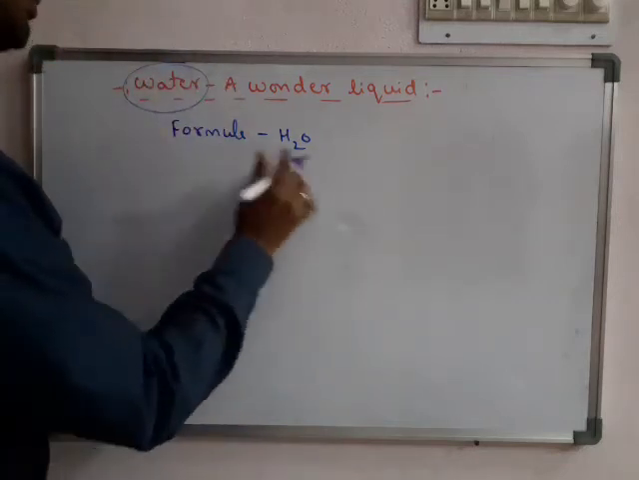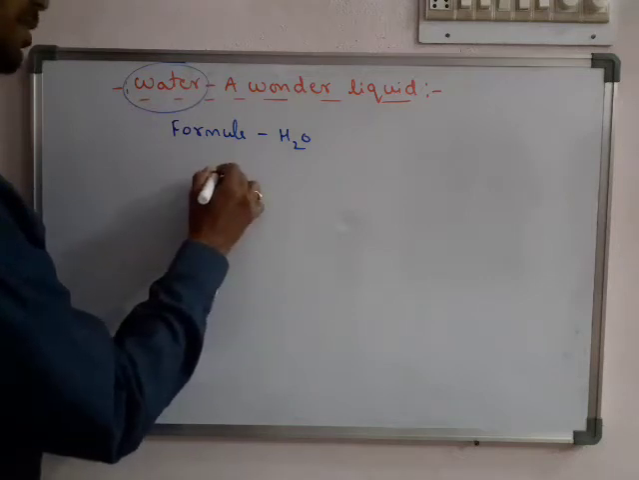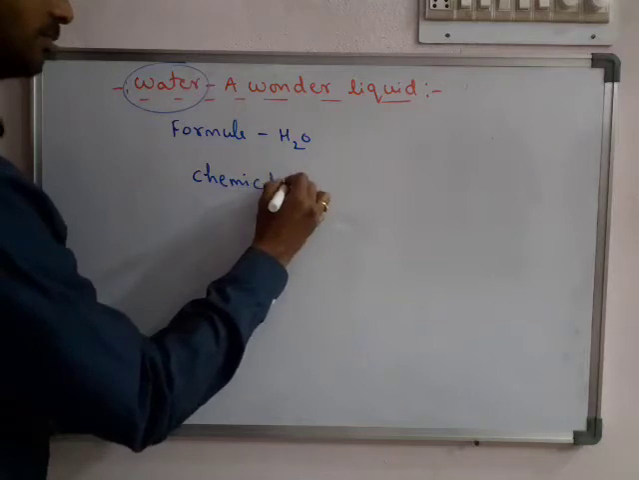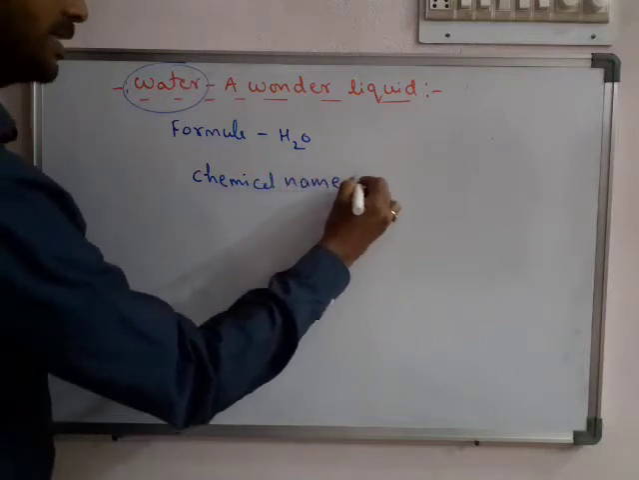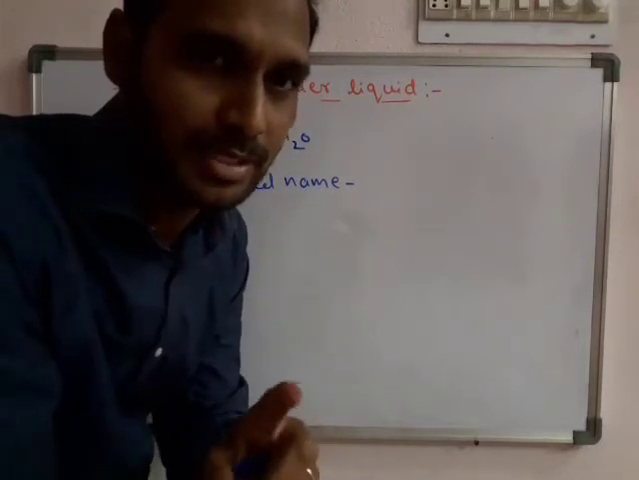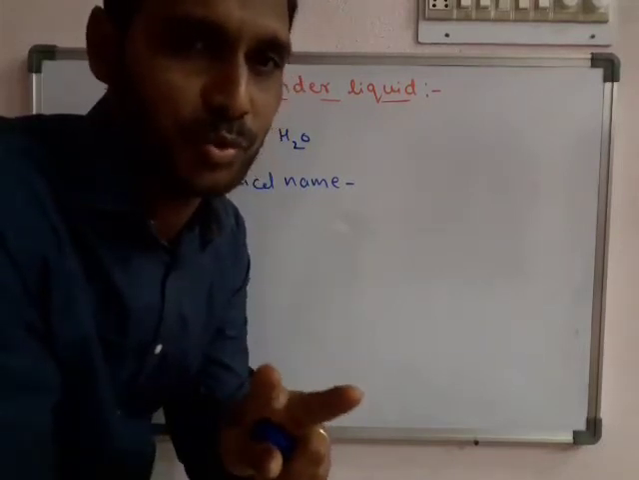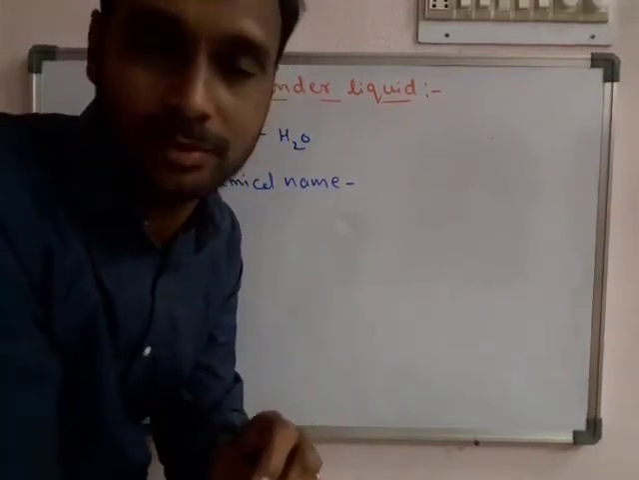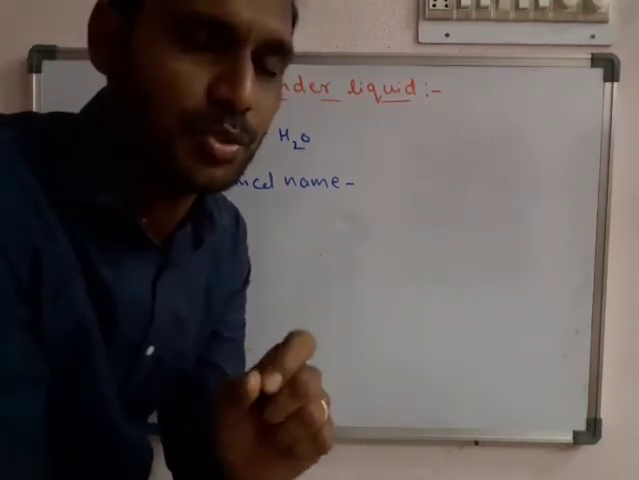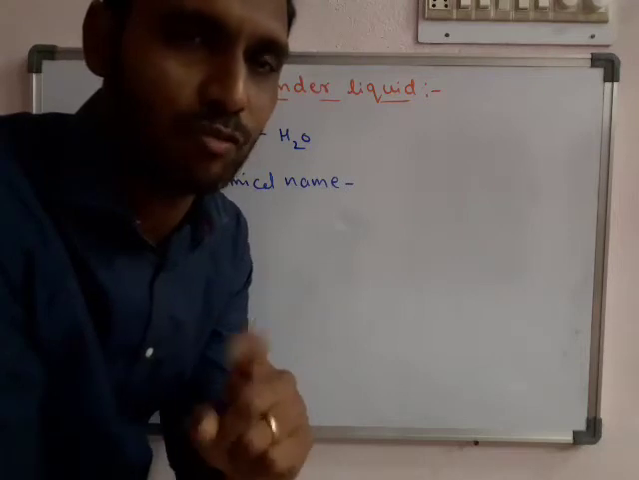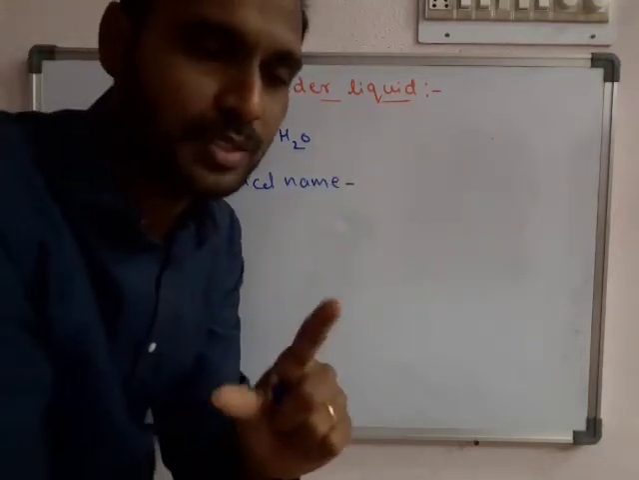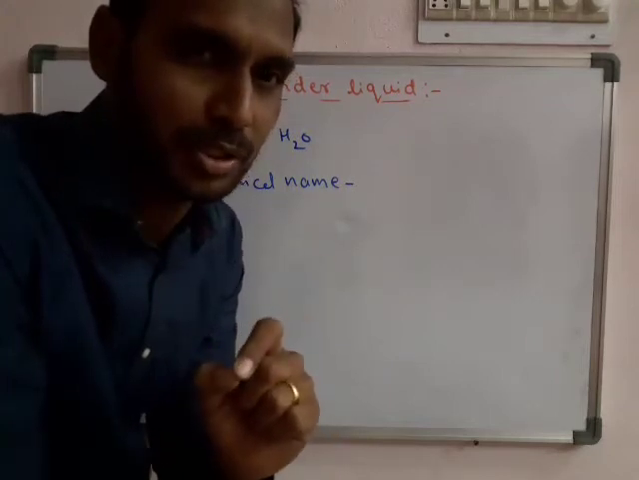Chemically, its chemical name is hydrogen oxide. Here you see it is a combination of two elements in water. H2O means 2 moles of hydrogen are present and 1 mole of O. O means O1, in a water molecule.